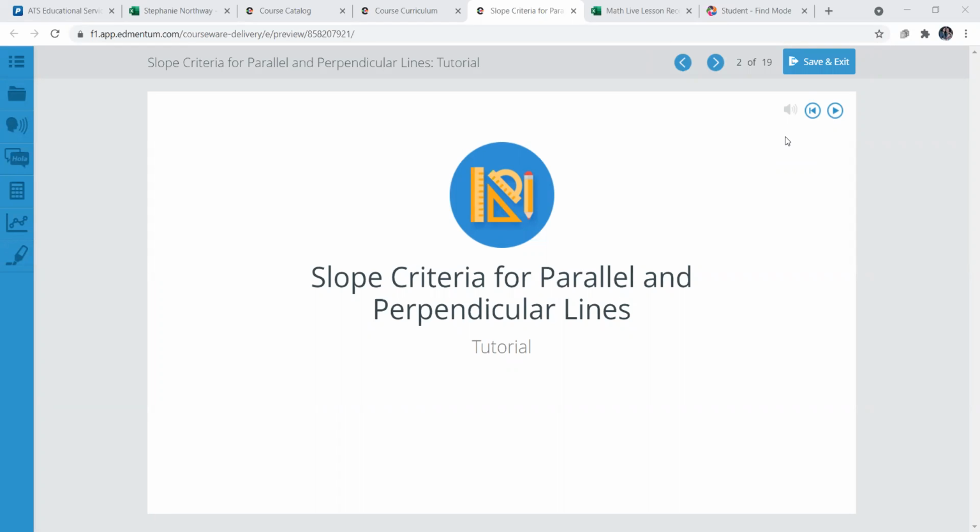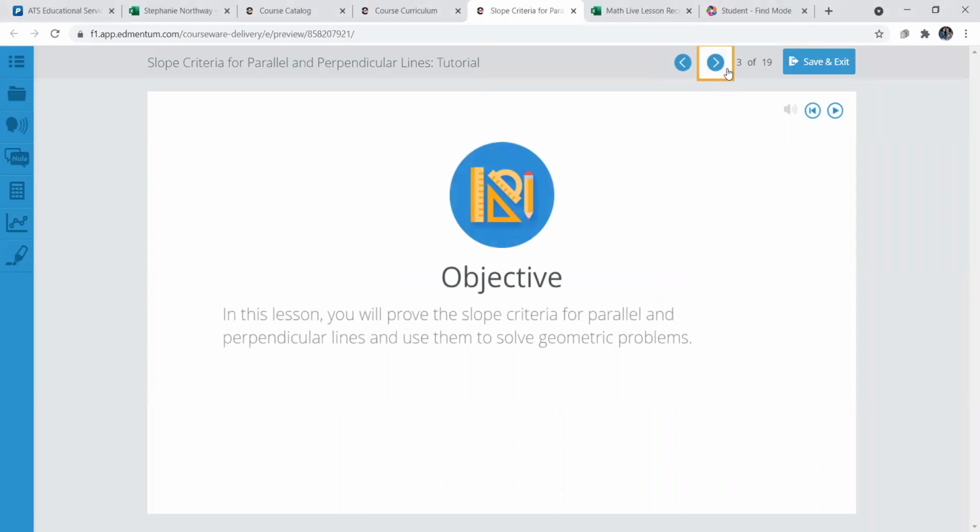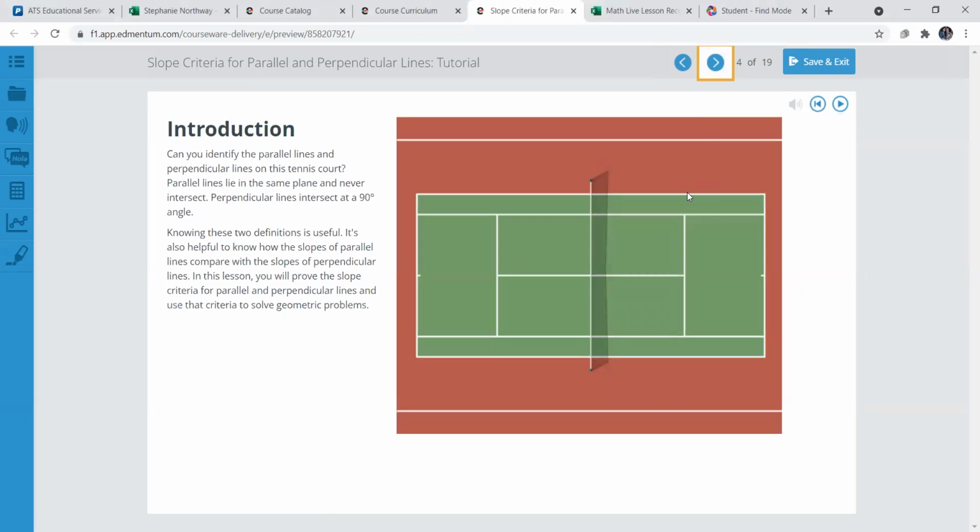Okay, for this lesson, we're going to be talking about slope. So slope criteria for parallel lines, perpendicular lines. As always, when I go over a tutorial, I usually will not answer the questions. I'll let you do that on your own, unless I feel that the question is necessary or beneficial to go over for the lesson. On the videos and stuff like that, I'll let you do that on your own too. So let's get into this with slope for parallel and perpendicular lines.